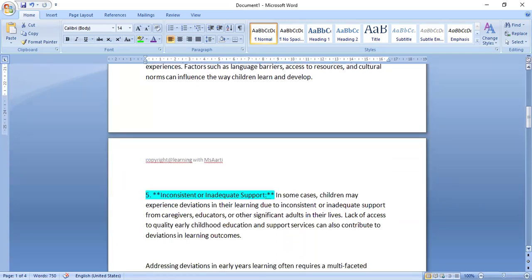Number 5th is inconsistent or inadequate support. In some cases, children may experience deviations in their learning due to inconsistent or inadequate support from caregivers, educators, or other significant adults in their lives. Lack of access to quality early years childhood education and support services can also contribute to deviations in learning outcomes.